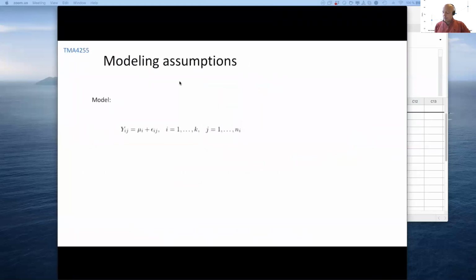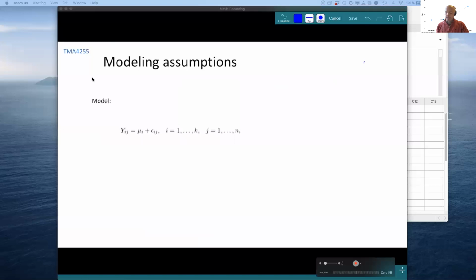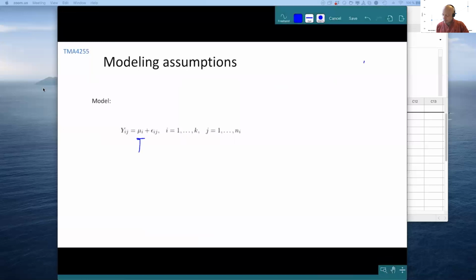Okay, the modeling for this is just like in regression analysis. We say that the response variable has a mean, which is the group mean, and then we have a residual term. And this residual term is Gaussian distributed with the same variance. So this epsilon_ij is IID normal 0, sigma squared. So it does not differ between the different individuals, and it does not differ between the different groups. That's an assumption.